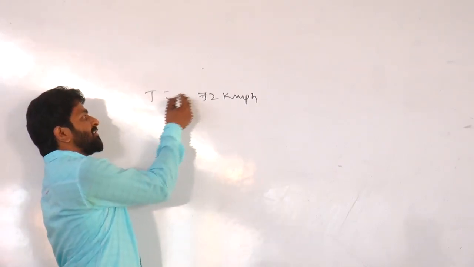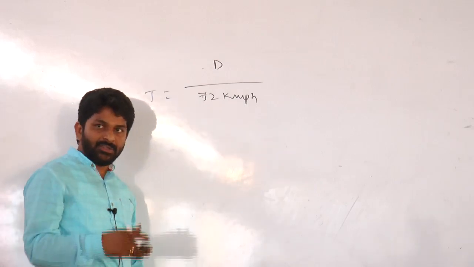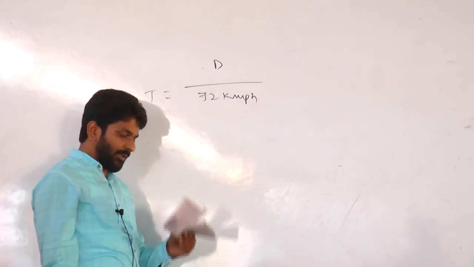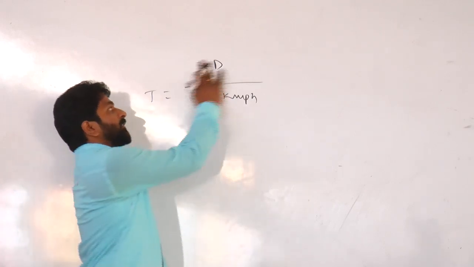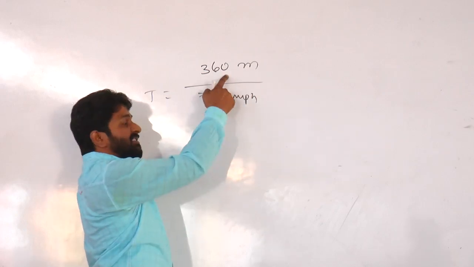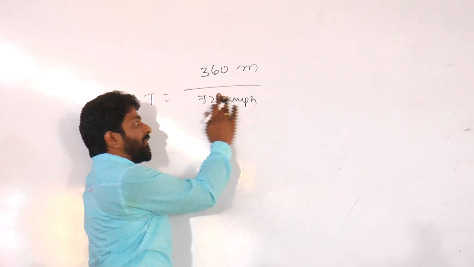Calculate time. Time t is equal to distance by speed. If a train tries to cross a person, distance traveled will be equal to train length. How much is train length given? 360 meters. Distance is given in meters, but answer is also given in seconds. You must convert speed into meter per second.